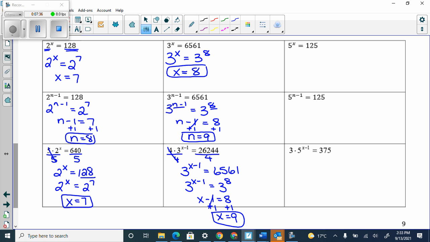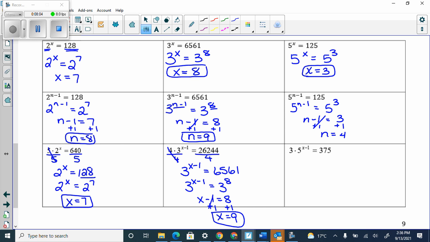You try it with the 5s, the last column. 125 is 5 to the what? To the 3. 5 to the x equals 5 to the 3. So x must equal 3. And we're done. This one is 5 to the n minus 1 equals 5 to the 3. N minus 1 equals 3. Add 1. And n equals 4.